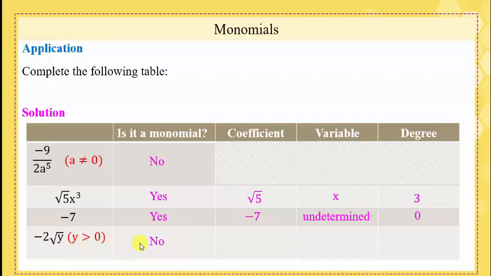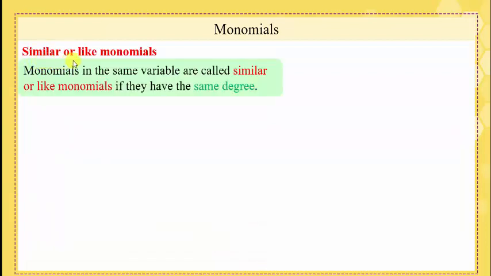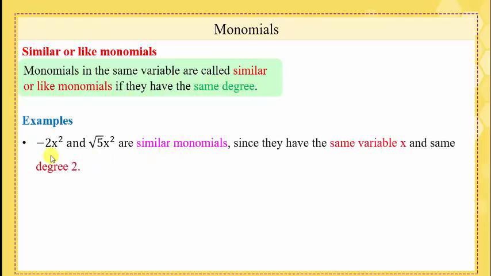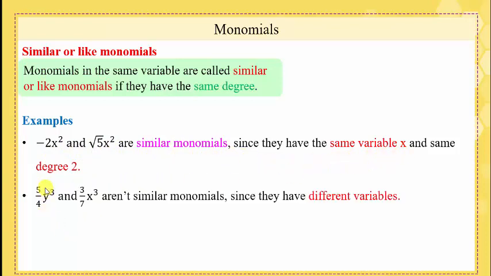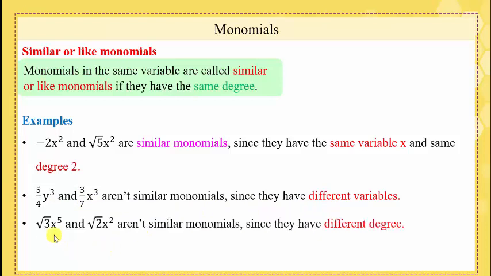Similar or like monomials. Monomials in the same variable are called similar or like monomials if they have the same degree. Examples: minus 2x squared and radical 5 x squared are similar monomials since they have the same variable x and the same degree 2. 5 over 4 y cubed and 3 over 7 x cubed are not similar monomials since they have different variables x and y. Radical 3 x exponent 5 and radical 2 x exponent 2 are not similar monomials since they have different degrees. Here we have 5 and here the degree is 2.